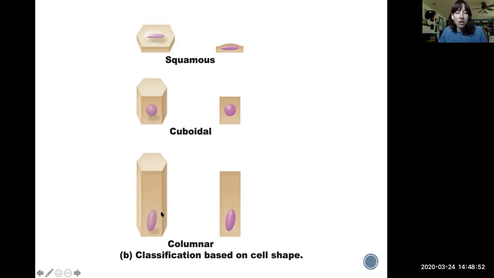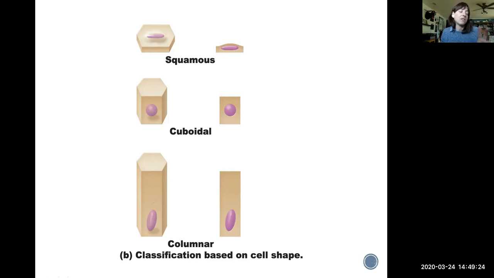And simple columnar epithelium is a single row or layer of column-shaped cells like these, and stratified columnar epithelium is, of course, layers of columnar cells, or at the very least, the apical surface of the tissue has columnar-shaped cells. Okay? Squamous, cuboidal, columnar. Simple or stratified?